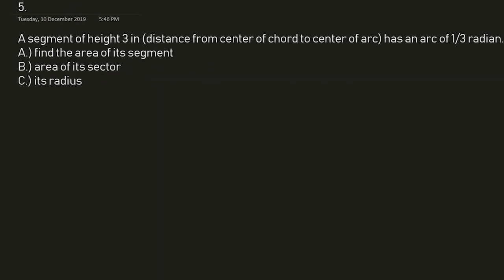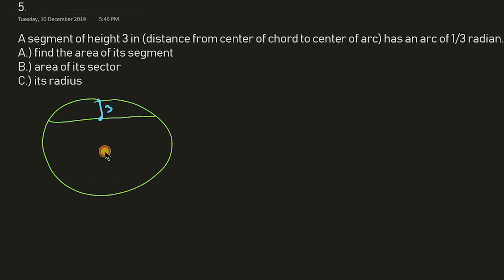Right? Next problem. It says here, a segment of height 3. Alright. A segment of height. So let's draw. We have a segment of height 3. This height, so if this is the segment, guys, the height it refers to is from this center to the midpoint of the arc, which is 3 inches. This is 3. Alright. And it has an arc of 1/3 radian. The 1/3 he is talking about, guys, that's the angle, the central angle.